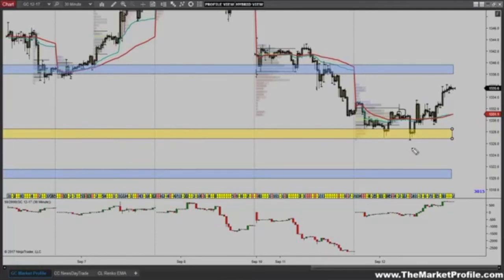So it goes with the old adage, right? The old timers knew how to trade, and it was buy low and sell high. So what I'm trying to do is buy low and sell high.